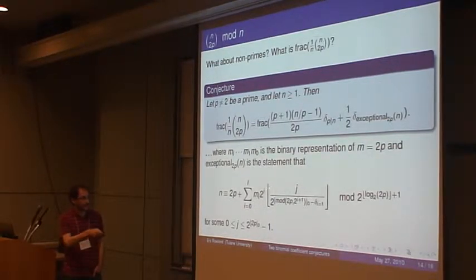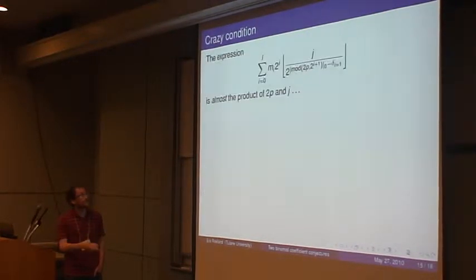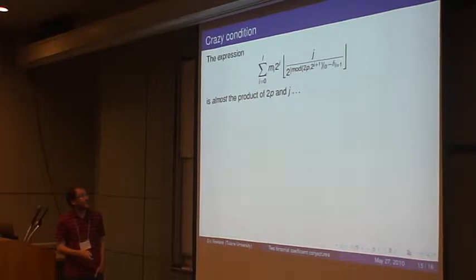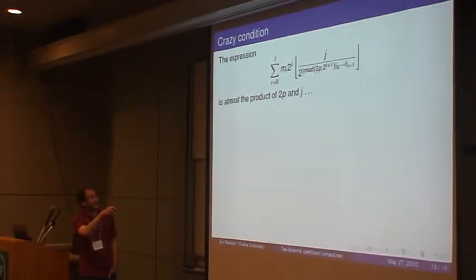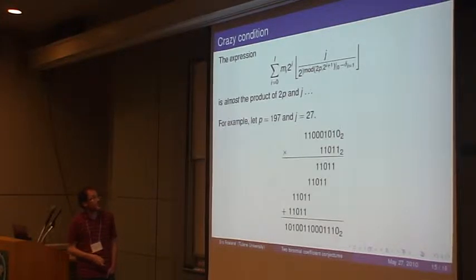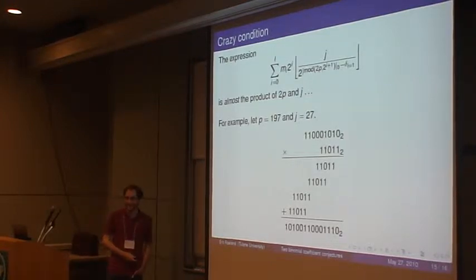And so I want to talk briefly about what this is actually meaning. It's very close to the product of 2p and j. So what do I mean by that? So the m_i are the bits of 2p, and here's j. This doesn't look at all like the product of 2p and j, but I want to do a very basic sort of high school multiplication example.